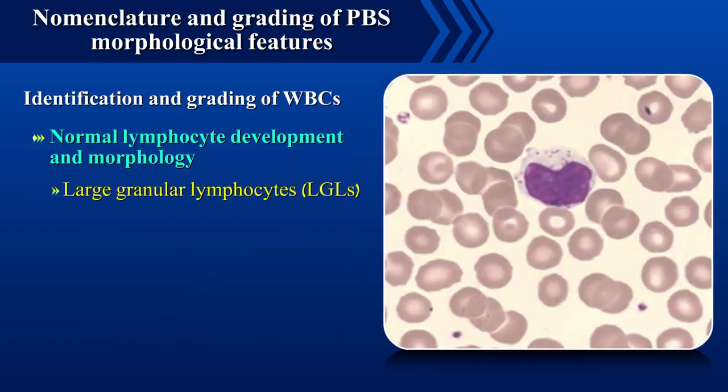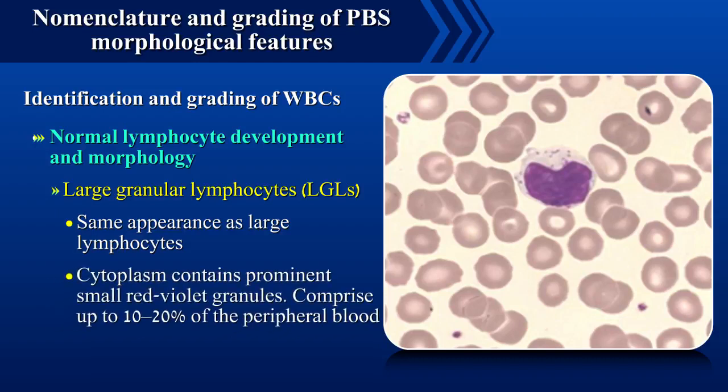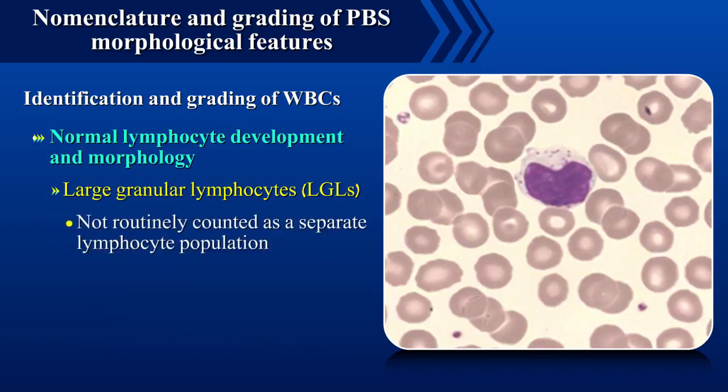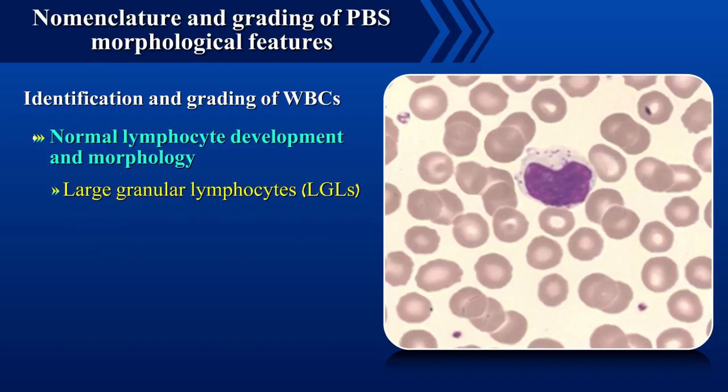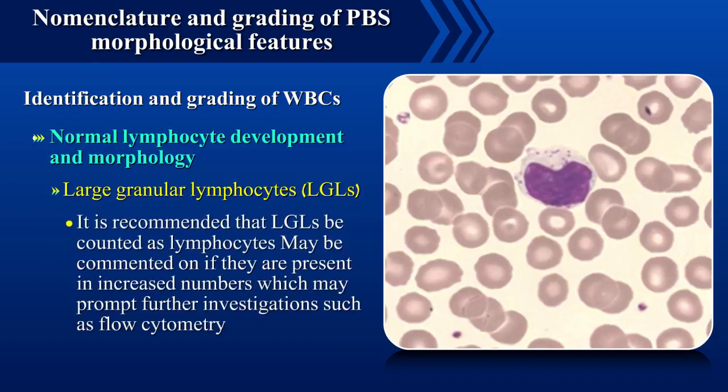Large granular lymphocytes, also called LGLs, have the same appearance as large lymphocytes, but the cytoplasm contains prominent small red to violet granules. These cells can comprise up to 10 to 20% of the peripheral blood lymphocytes in normal subjects and are not routinely counted as a separate lymphocyte population. It is recommended that LGLs be counted as lymphocytes but may be commented on if they are present in increased numbers, which may prompt further investigations such as flow cytometry.